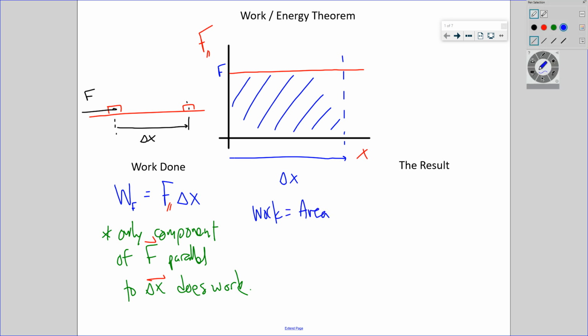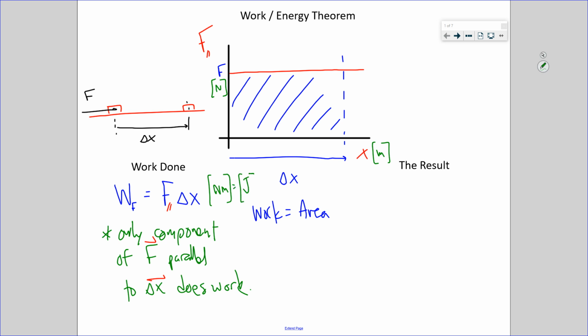Now, force is measured in newtons, position is measured in meters, so that area will have the units of newton meters, which we call a joule, capital J.